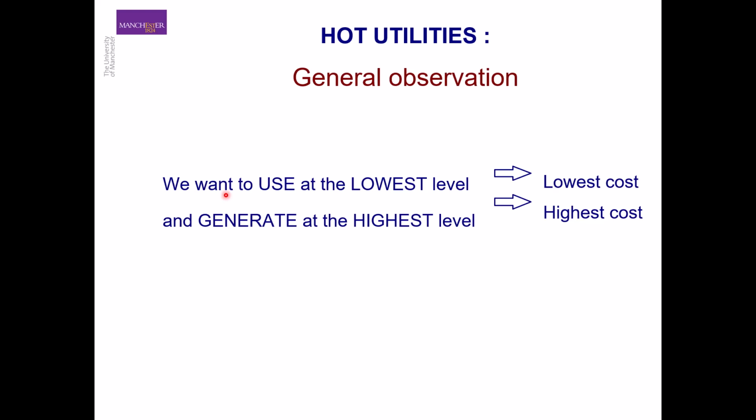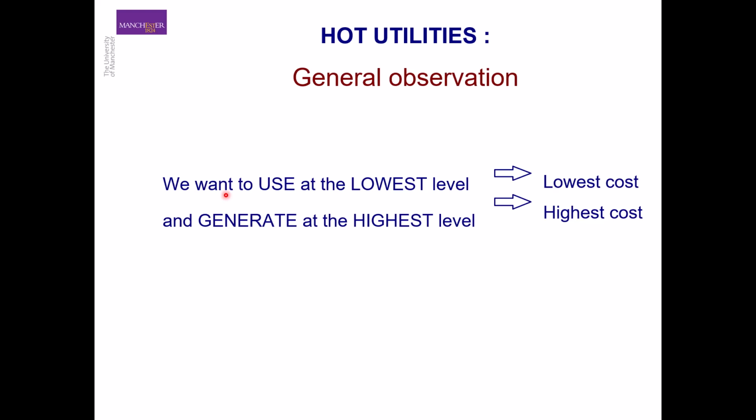So if we need to provide heat to our chemical process, we need to know at what temperature we provide that heat, and then we want to use an appropriate utility at that temperature plus delta T min above that temperature, because that would then give us the lowest cost utility that we can provide for that heating purpose.